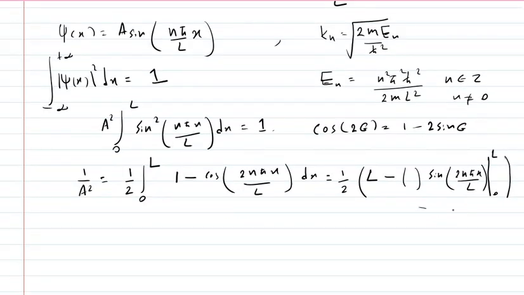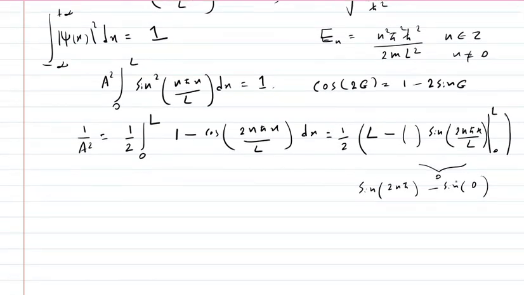So this part means actually sine 2n pi minus sine 0, right? So sine 2n pi is 0 for any integer n. So this whole part becomes just 0, which means 1 over A squared is equal to L over 2, which means A is equal to plus or minus the square root of 2 over L.